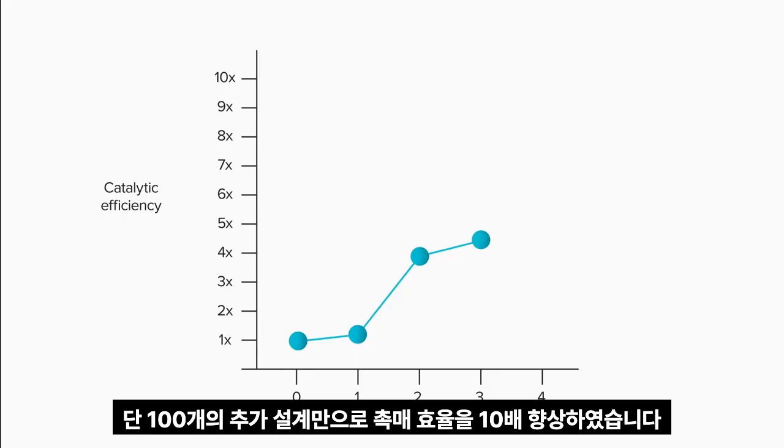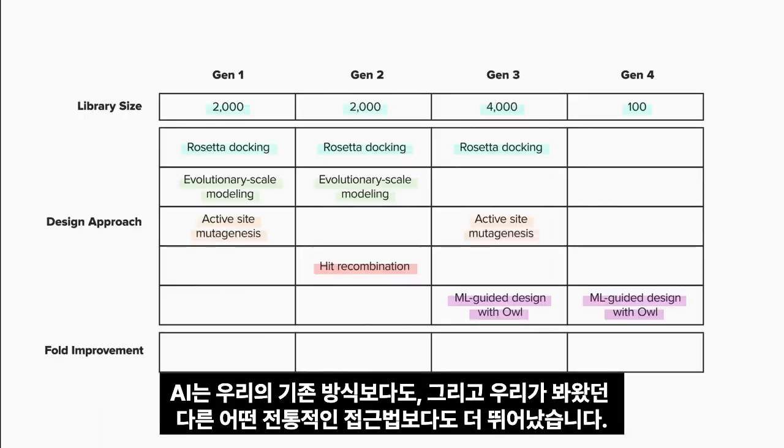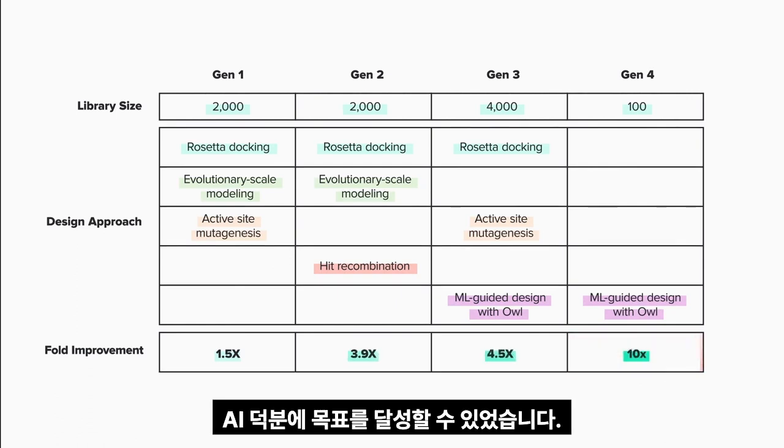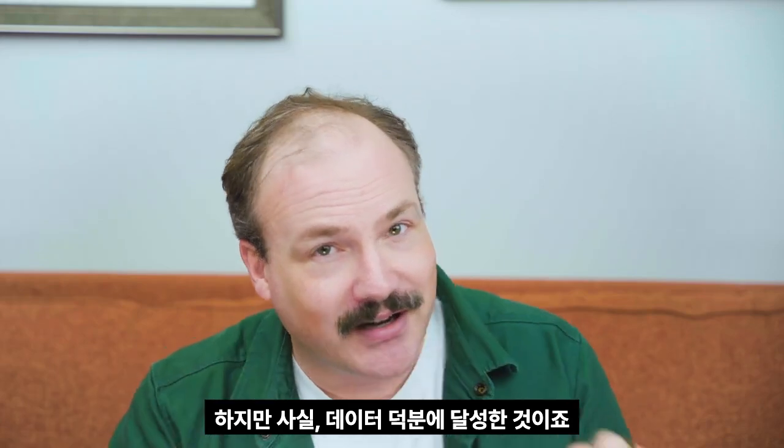It only took 100 more designs to kick us all the way up to a 10x improvement in catalytic efficiency, our customers' target. AI was better than our conventional methods and better than any conventional approaches that we've seen used by others for this enzyme. AI got us there, but really, data got us there.